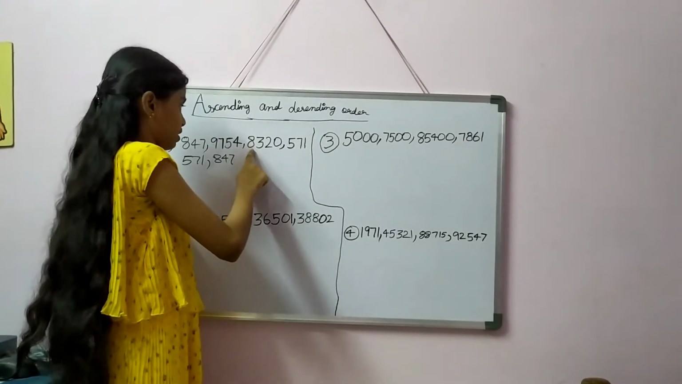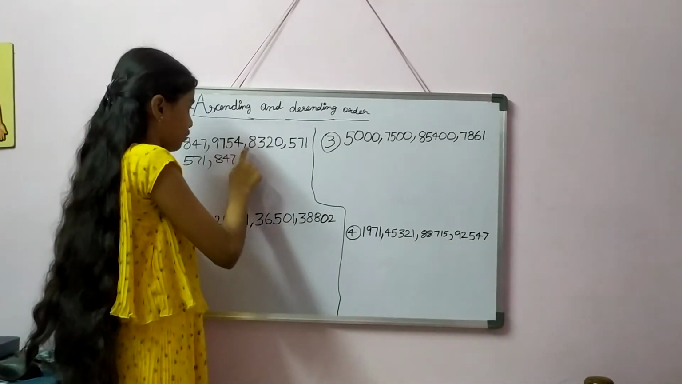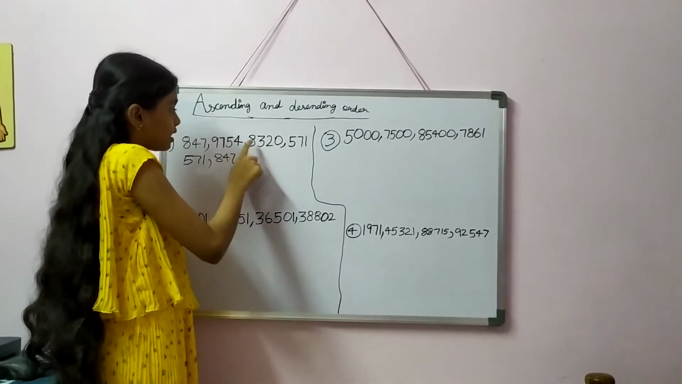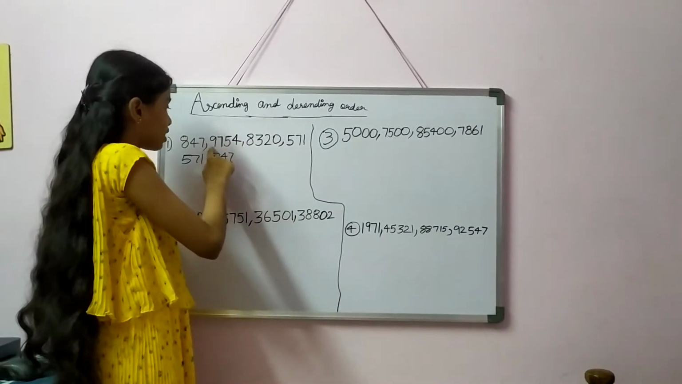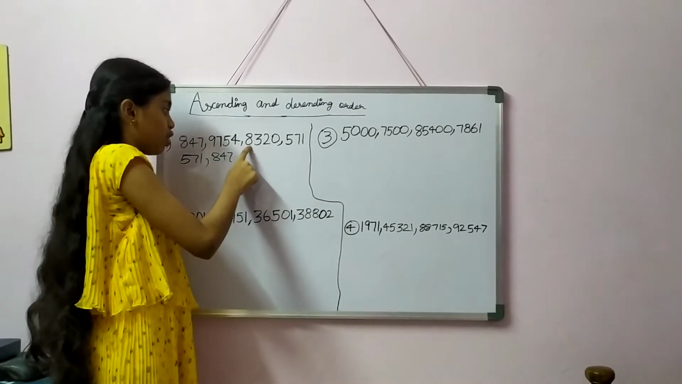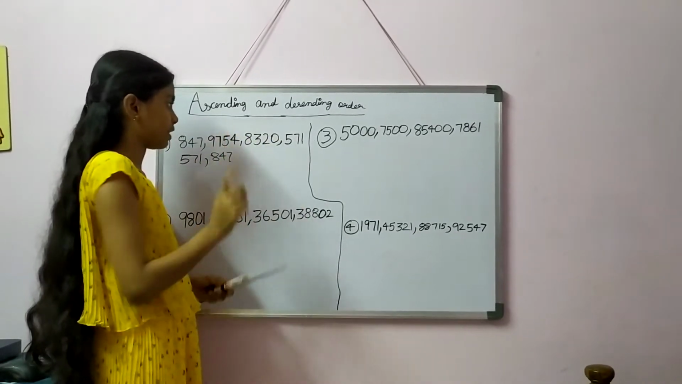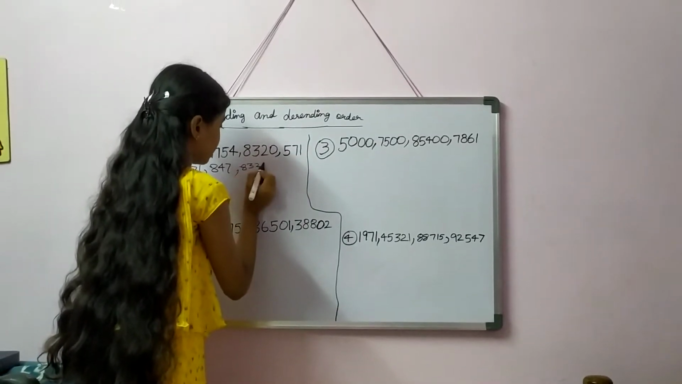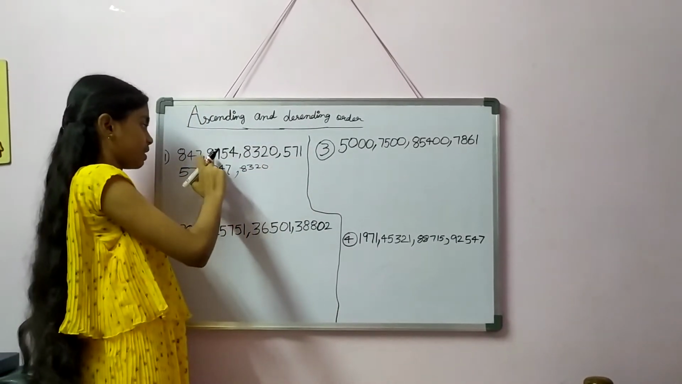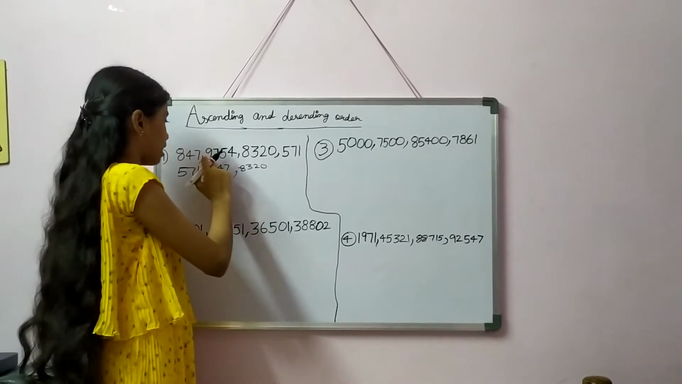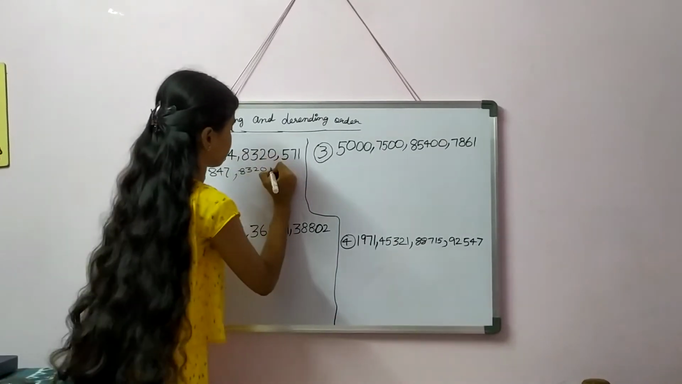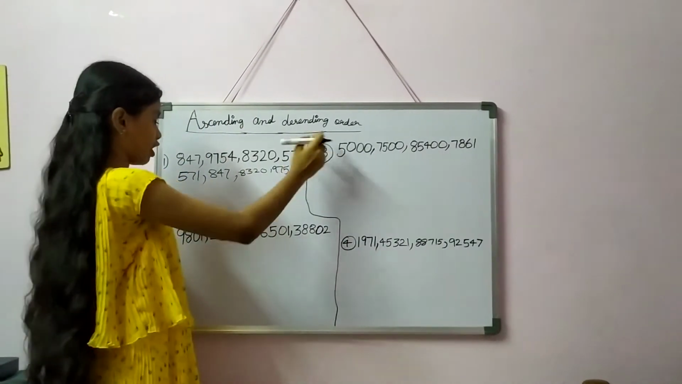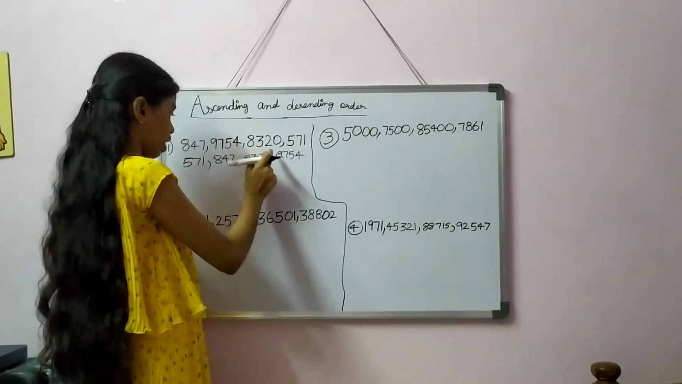Let us go to the thousands. 9754 and 8320. Again, when you see the thousands, which is the greatest? This one. And which is the smallest? This one. So we should write this number, 8320, and next, the last number, the greatest number, 9754. Now descending order is the same but in reverse.